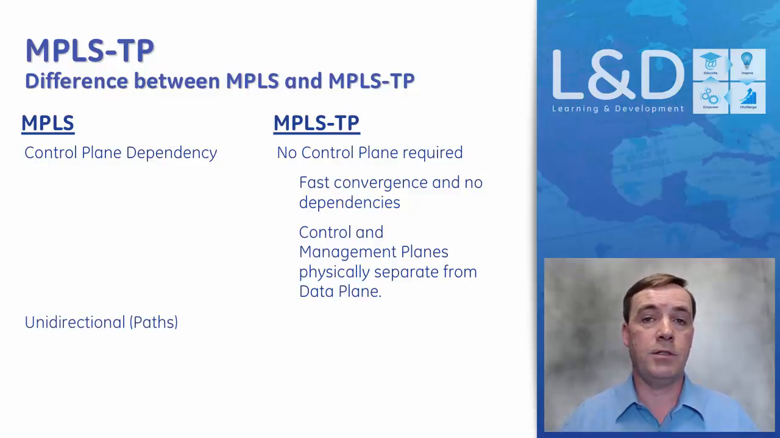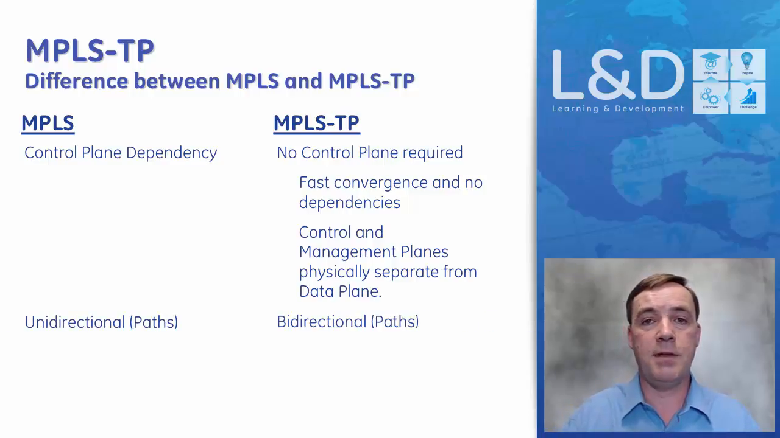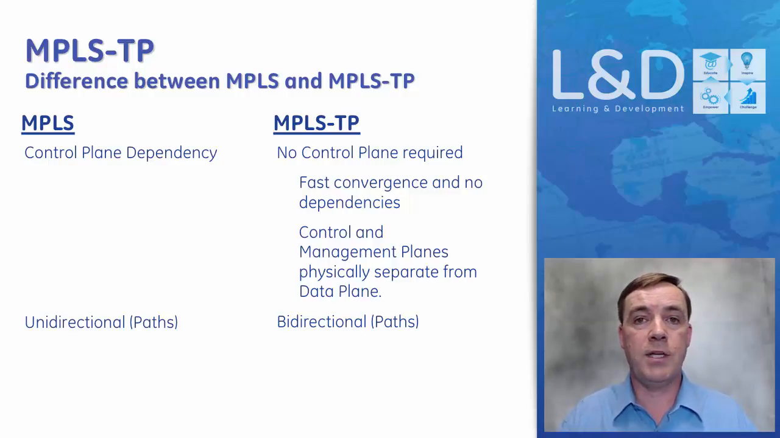LSPs in MPLS are unidirectional. There is an LSP for transmit and an LSP for receive between the two endpoints. Whereas MPLS-TP introduces the concept of bidirectional paths, which means that the transmit and receive LSPs are actually associated to each other so that you know it is a transmit and receive pair between the two endpoints. They can be bidirectional co-routed or bidirectional associated. What that means is in bidirectional co-routed, the nodes used for the transmit path have the same nodes used for the receive path, so the two paths follow the same physical path. In bidirectional associated, the transmit and receive LSPs do not have to follow the same physical path.